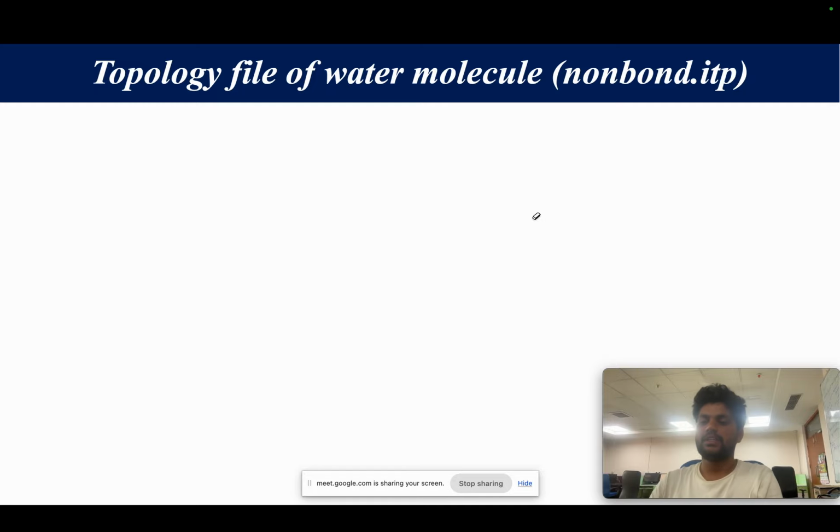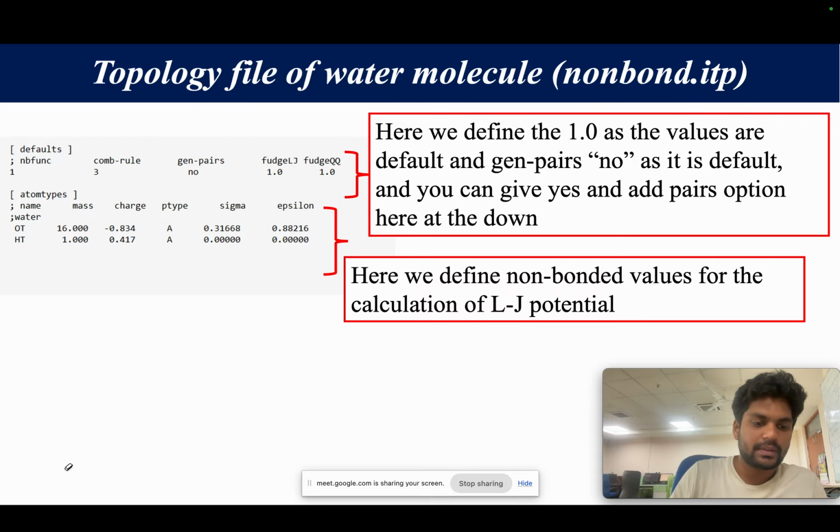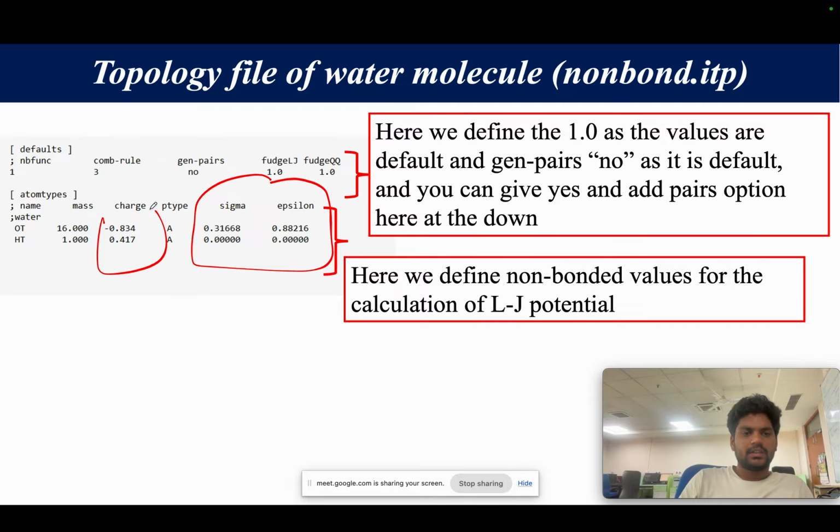So once we have created the file, now we need to generate the parameter file. The parameter file in the gromax format is nothing but a topology file. It has these properties. Here we define the defaults. Defaults means which will be common for all the system. One as the value and genpairs no as the default, and you can give yes and add the pairs options here at the bottom. Here we have given the sigma and epsilon values, the charge and the mass. From here we can calculate the Coulombic interaction or the LJ potential.